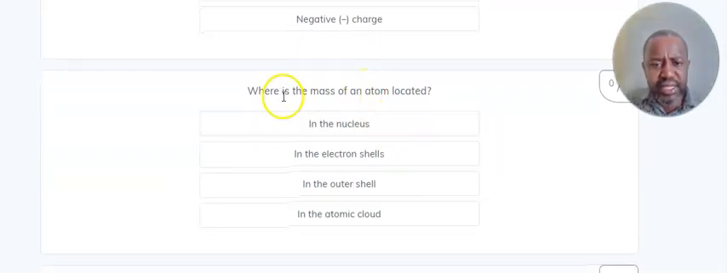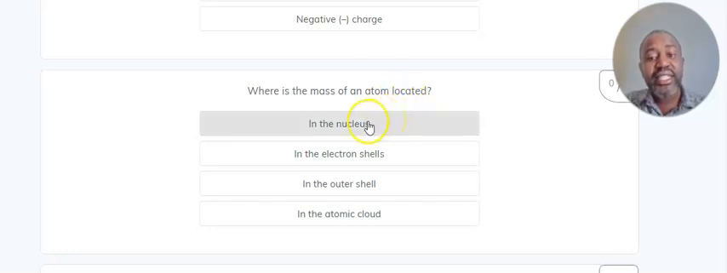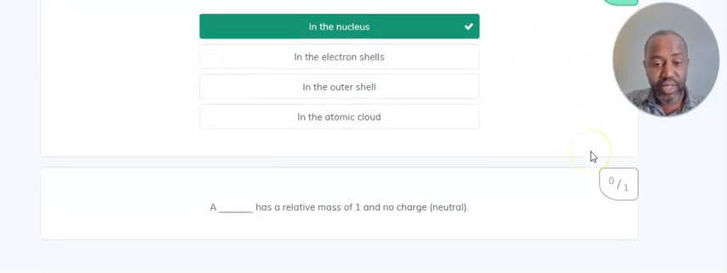Where is the mass of an atom located? Correct. Now, the heaviest part of an atom is the nucleus. Why? It contains protons, which have a relative mass of 1, and also it contains neutrons with a relative mass of 1. So when you add 1 and 1, you get 2. But electrons have a very negligible mass of 1 divided by 1835. So the mass of an atom is normally located, is heaviest, in the nucleus. So we'll go with that one.